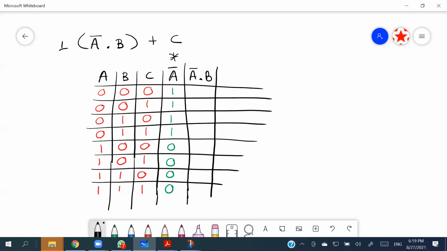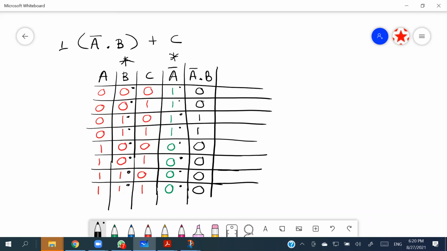We are going to consider the column A bar and the column B, these 2. So we are going to multiply these 2. You have to do it very carefully. So 0 into 1 is going to give you a 0. 0 into 1 gives a 0. 1 into 1 gives a 1. 1 into 1 gives a 1. 0 into 0, 0, 0 into 0, 0, 1 into 0, 0, 1 into 0, 0. Right? So likewise, you are going to take A bar dot B.